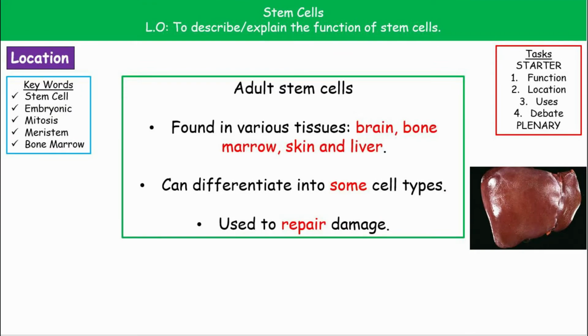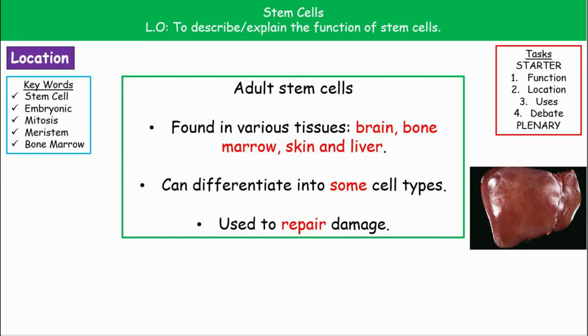So in terms of our adult stem cells, these are the ones that are found in tissues like brain, bone marrow, skin, and your liver. They can differentiate into some cell types, and they're used to repair damage. So obviously tick the ones you got right. If you got anything wrong, write the correct answers in.